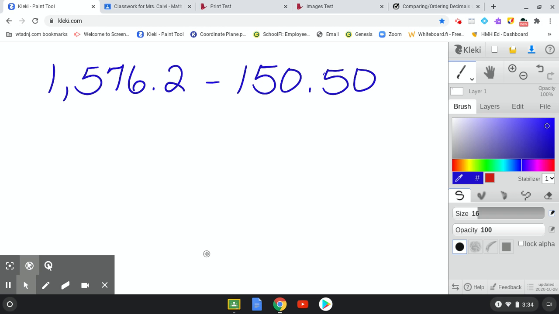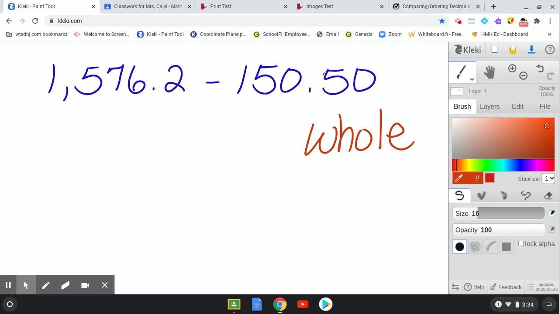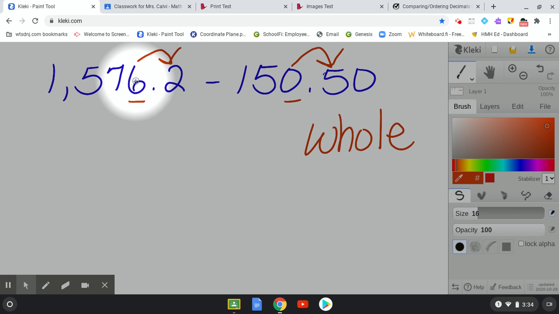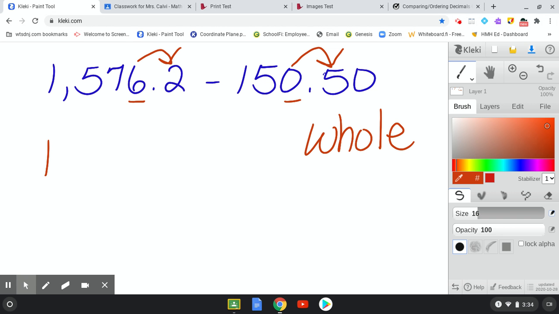Okay, so for this problem, I want to estimate or to round to the nearest whole number. Whenever you see that it says to round to the nearest whole number, it means I don't want a decimal. So that means I'm really rounding to the ones place. So whenever it says to round to the nearest whole number, you're going to underline the ones place. It's telling us we don't want a decimal. Okay, so here, the 2 is telling me the 6 is staying. So the 1 is staying, the 5, the 7, and the 6 are staying.